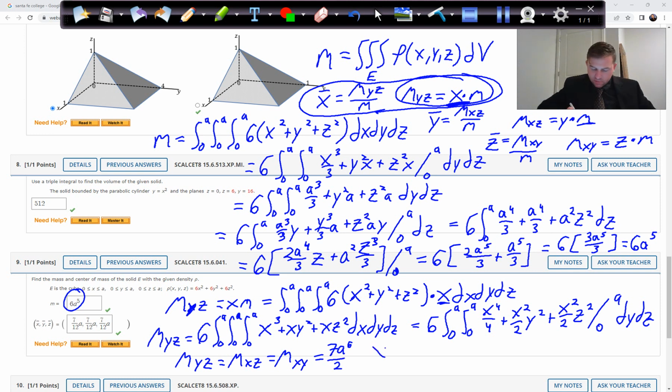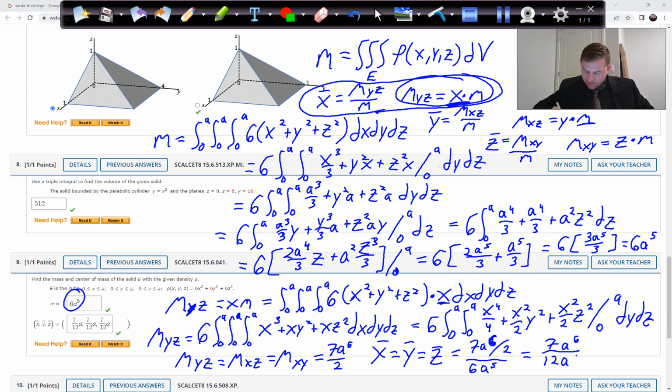But then x bar, which is going to be the same as y bar, which is going to be the same as z bar in this case, is that 7a to the 6th over 2 divided by the mass, which is 6a to the 5th. Oops, this is a to the 6th up here. So we're going to get this divided by 2 will combine with this 6, and we're going to get 7/12, a to the 6th on top, a to the 5th on the bottom, and that's just going to give us 7 over 12 with only one a left on top. That will be the x bar, y bar, z bar.